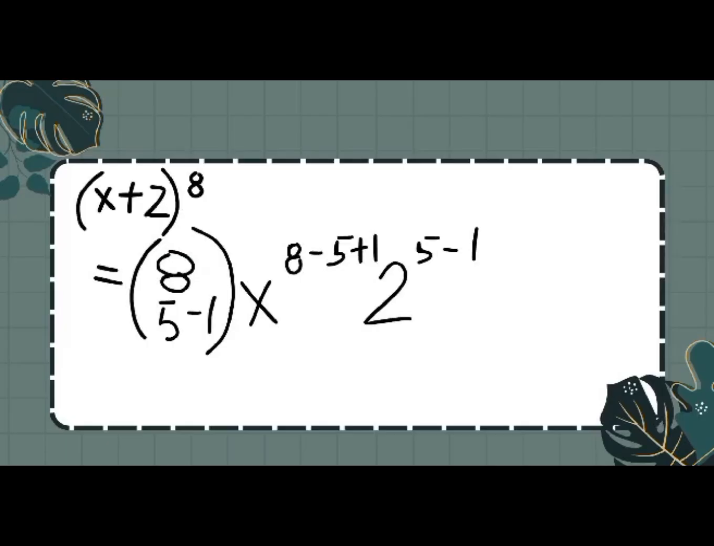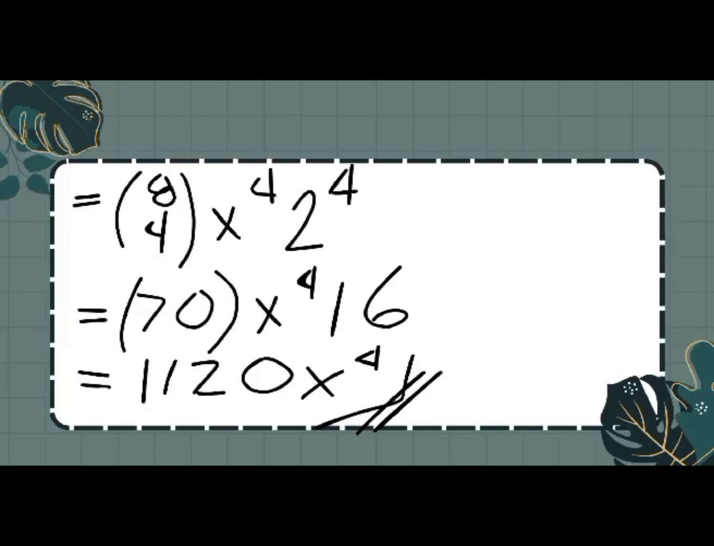For solving, we are going to substitute using the formula. Then we are going to simplify: 8 shift 4 is equal to 70, x raised to the power of 4, copy, then 2 raised to the power of 4 is equal to 16. 70 times 16 is equal to 1120, then x raised to the power of 4, copy, and that's all, we get the final answer. Therefore, the fifth term is 1120 x raised to the power of 4. That's all.